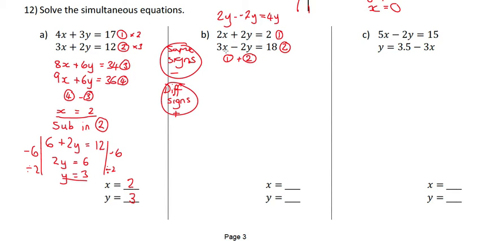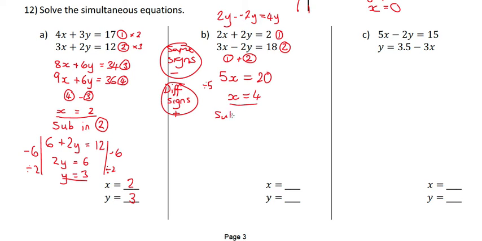So 2x plus 3x gives us 5x. 2y plus negative 2y gives us 0, which is what we wanted. And 2 plus 18 gives us 20. So if 5x's are 20, if we divide by 5, we find that x is 4. That's one of our variables.